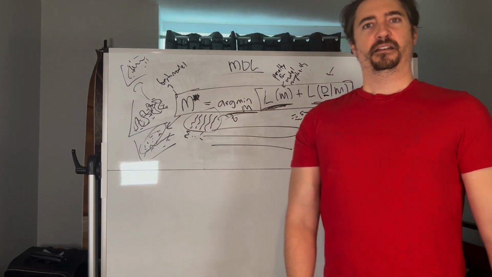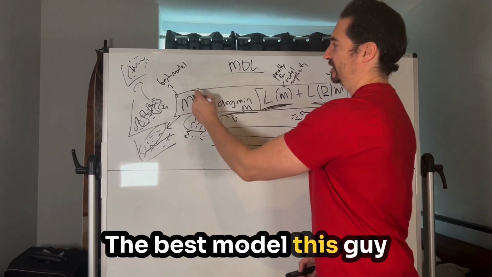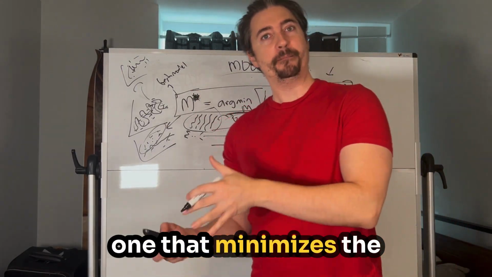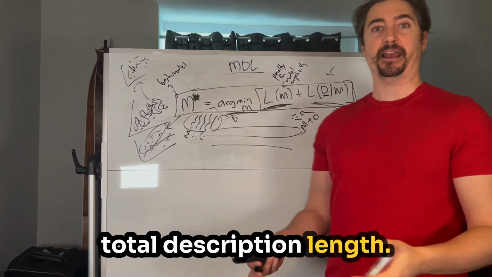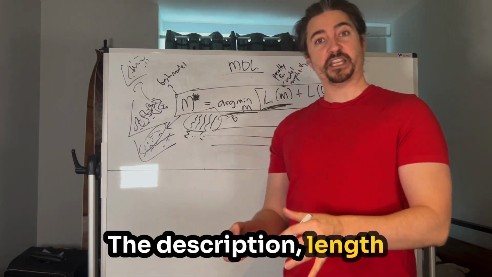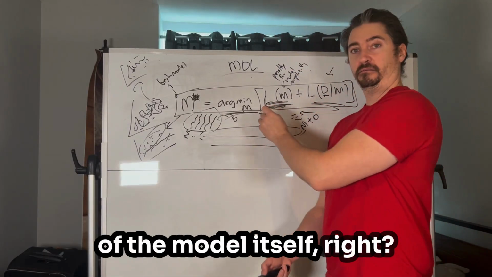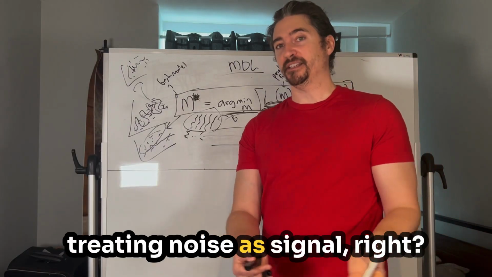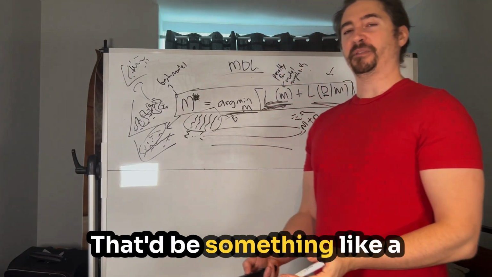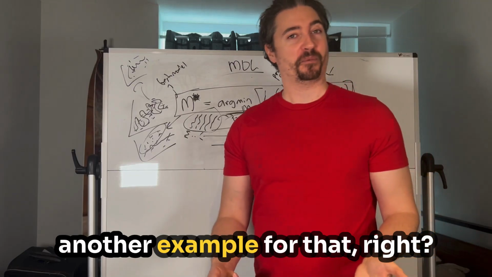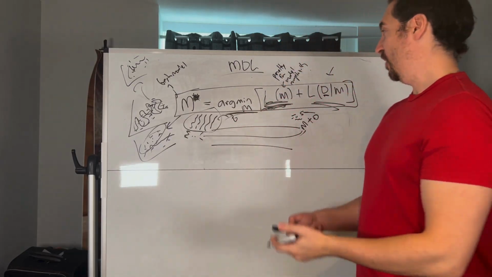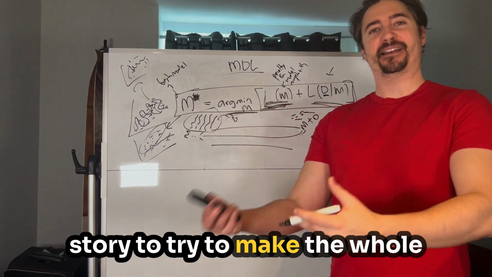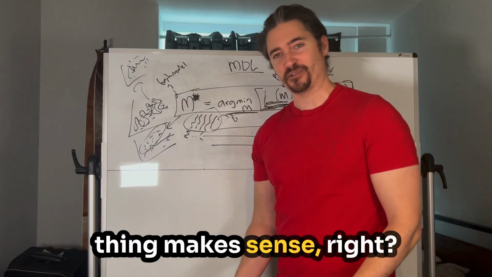Okay. The best model, this guy here, is the one that minimizes the total description length, right? The description length of the model itself, so it doesn't overfit by inventing structure or treating noise as signal, right? A conspiracy theory would be another example of that, a super elaborate kind of story to try to make the whole thing make sense, right?